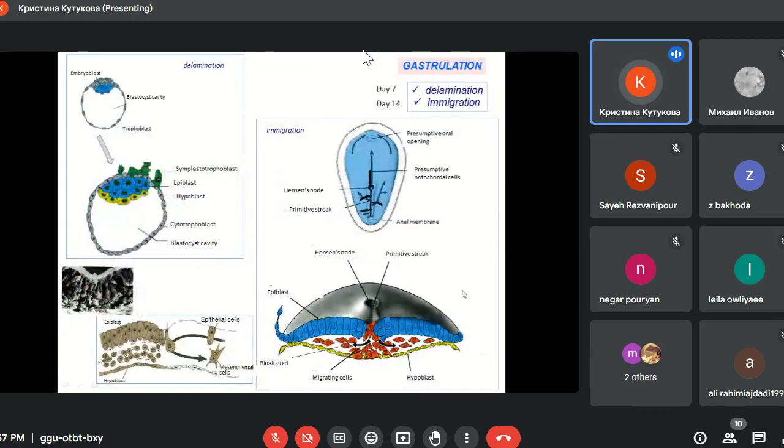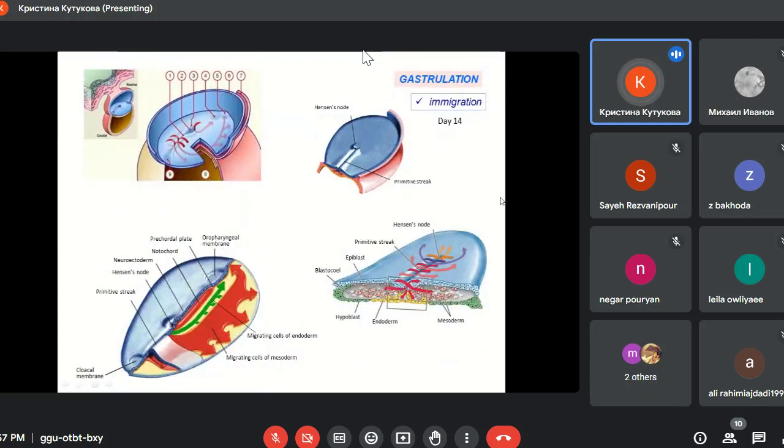Next, during this stage, during immigration, we will have intra-embryonic mesenchyme. Mesenchyme which is inside the embryo itself. And this mesenchyme will make the tissue of the baby next.